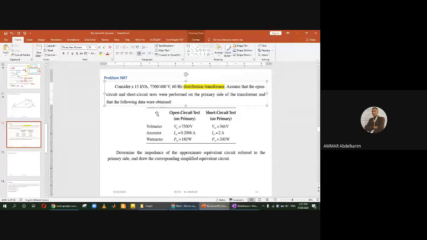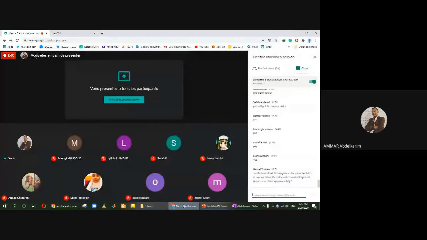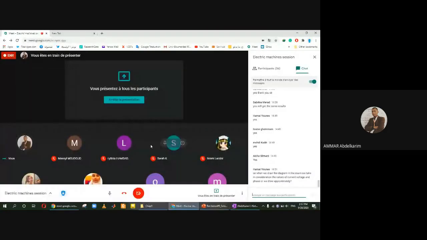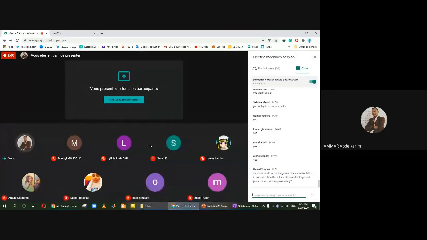So here, this is the high voltage, this is the low voltage. The high voltage side is the primary, the low voltage side is the secondary. Distribution transformer means step down.